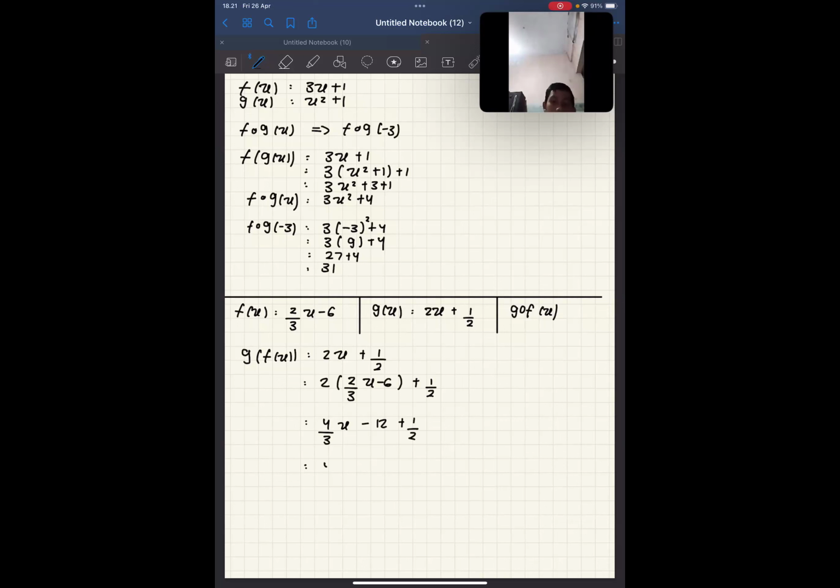We can write it down as 4 over 3x, 12 is 24 over 2, plus half, or 4 over 3x minus 23 over 2. This is the value of g of fx.